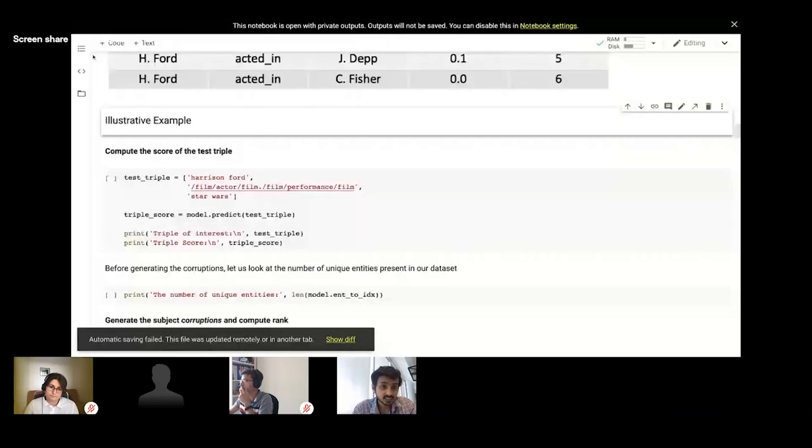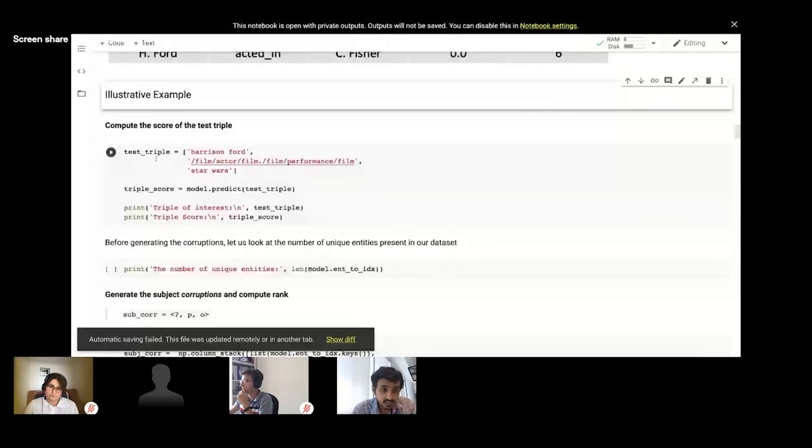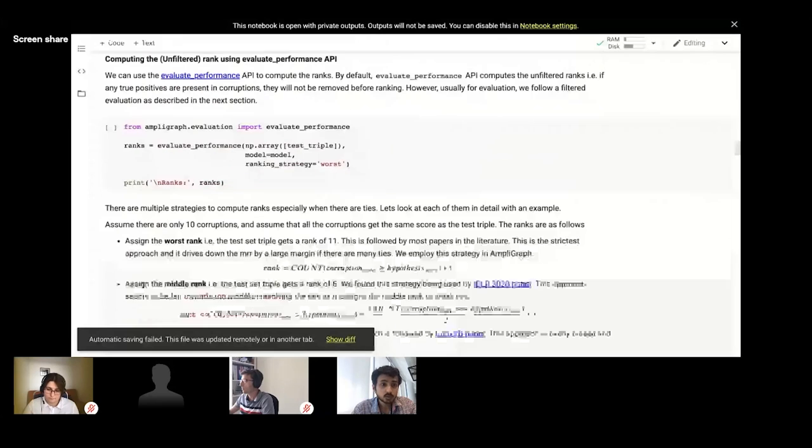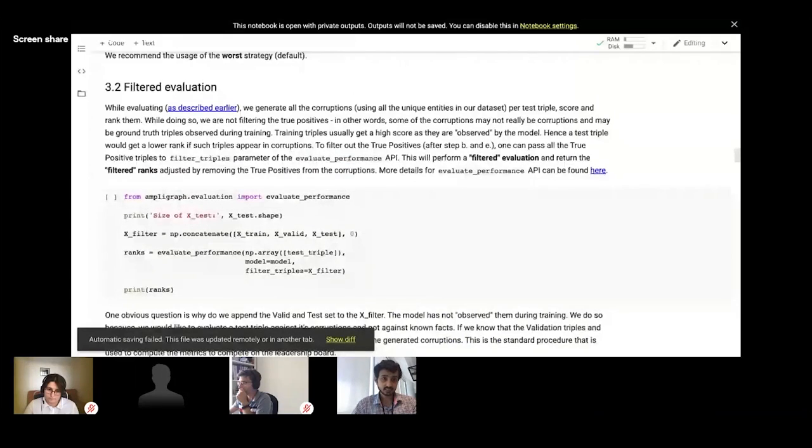So you can run this later. I mean, the tutorial is only 1 hour, so I can't run each and every cell. So let's skip this illustrative example and let's directly move to the filtered evaluation section. So you can run the cells later.